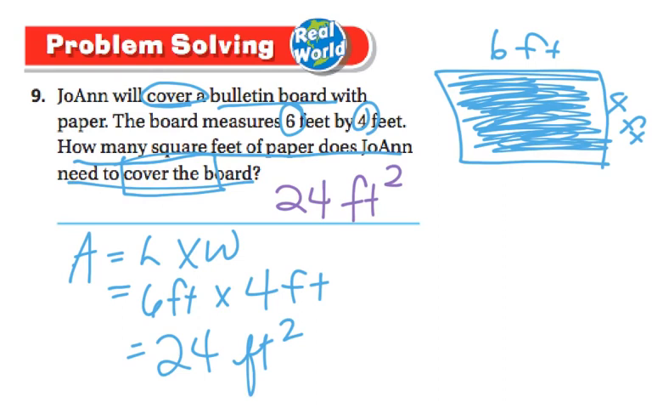Boys and girls, you can click pause and solve number 10 on your own.